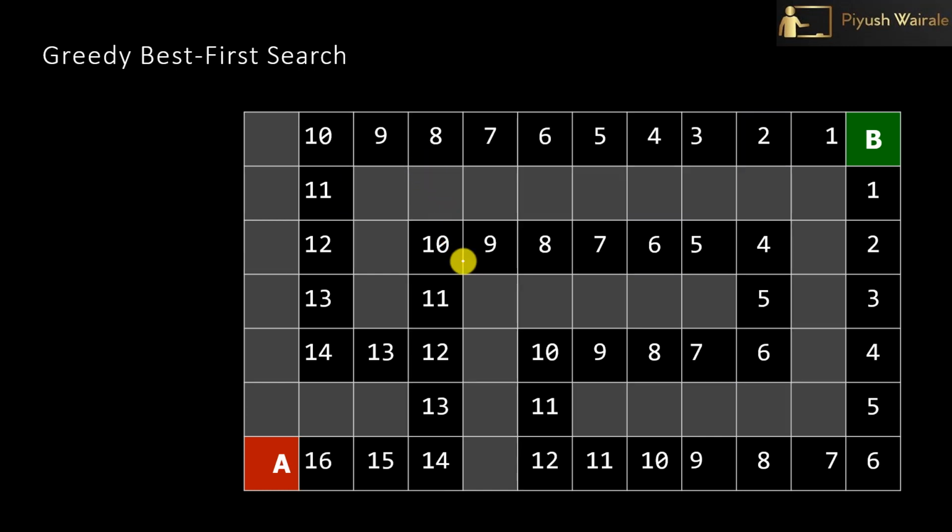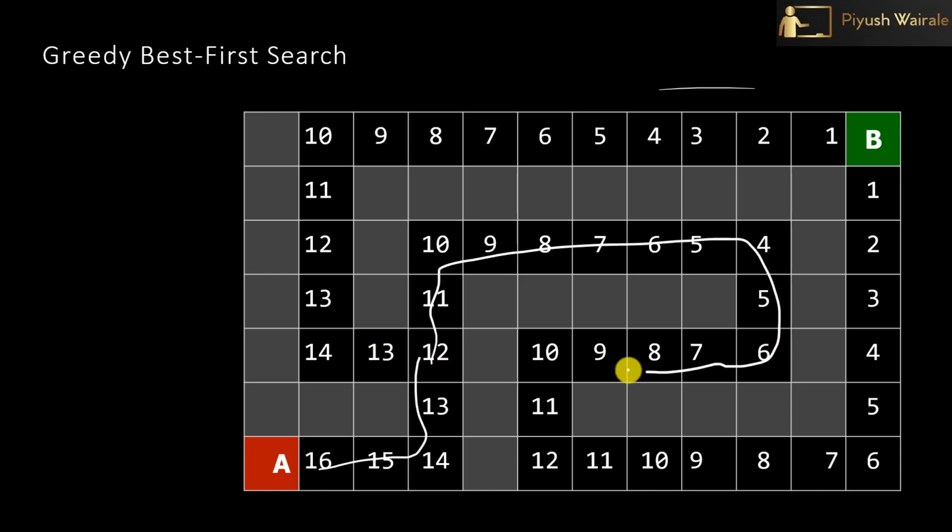Now let us consider this example. Same example, but we have changed the configuration. So we are considering Manhattan distance as the heuristic value here. If I go like this, it will take 16 units. If I go like this, it will also take around 16 units. Now if you observe, I will go like this, like this, because 13 is less than 11. So I will continue to follow this.